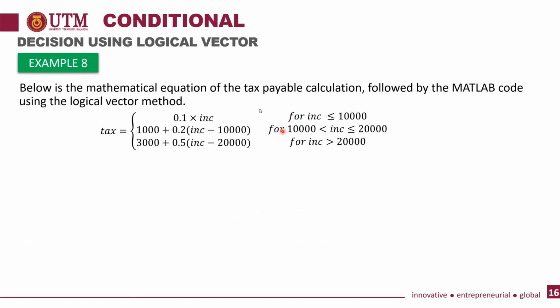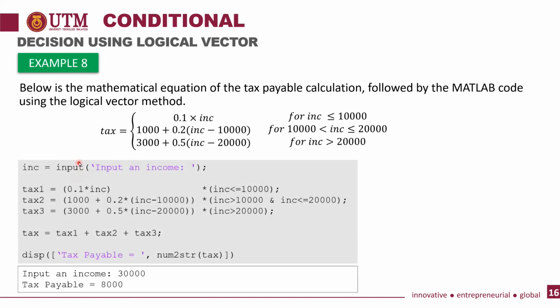So how do you create a logical vector? This is the MATLAB code. As usual, you need to get your input: INC, which is your income, equals the input function, input in brackets, 'income'. Then tax1 is equal to var1 in the previous syntax that I've shown you. So tax1 equals 0.1 multiplied by income. Tax2 equals 1000 plus 0.2 multiplied by income minus 10,000. Tax3 equals 3000 plus 0.5 multiplied by income minus 20,000.